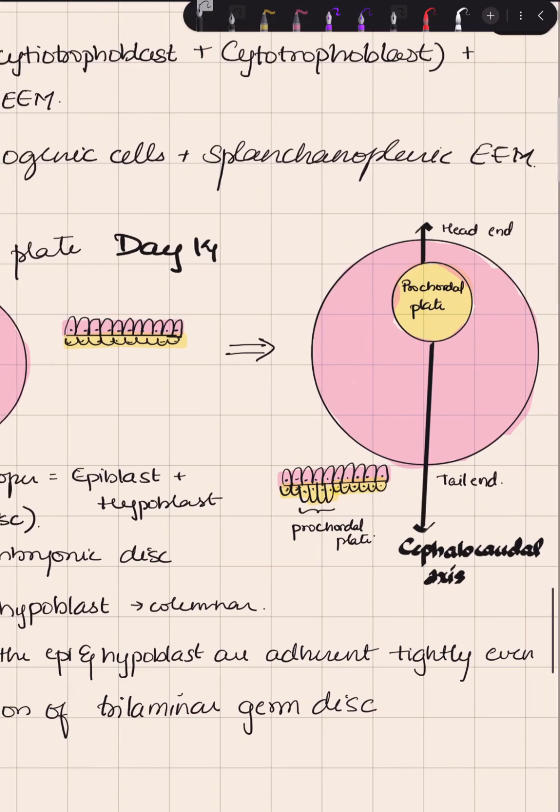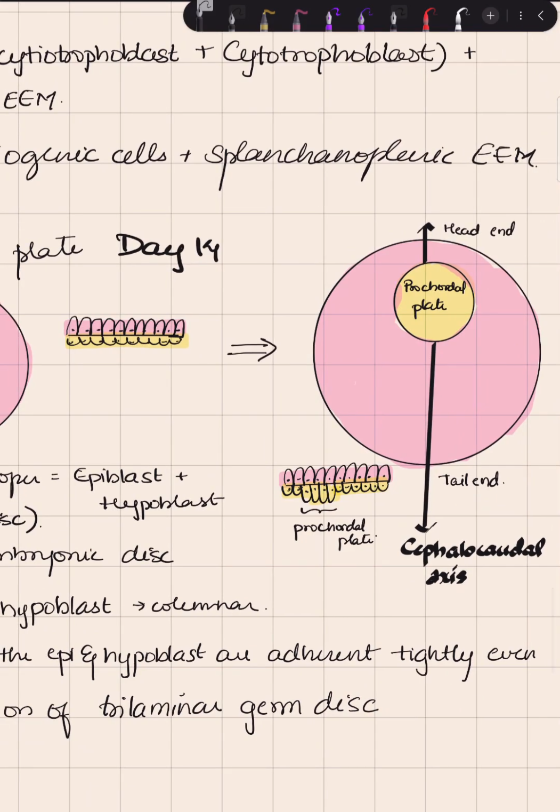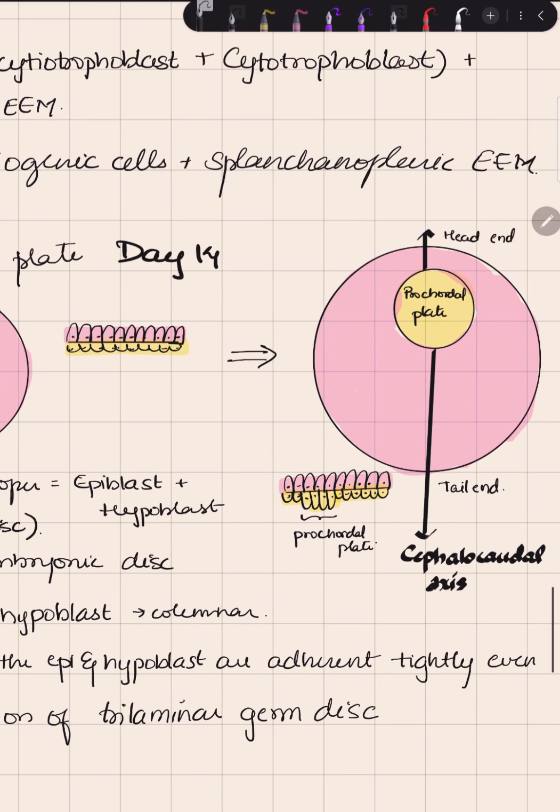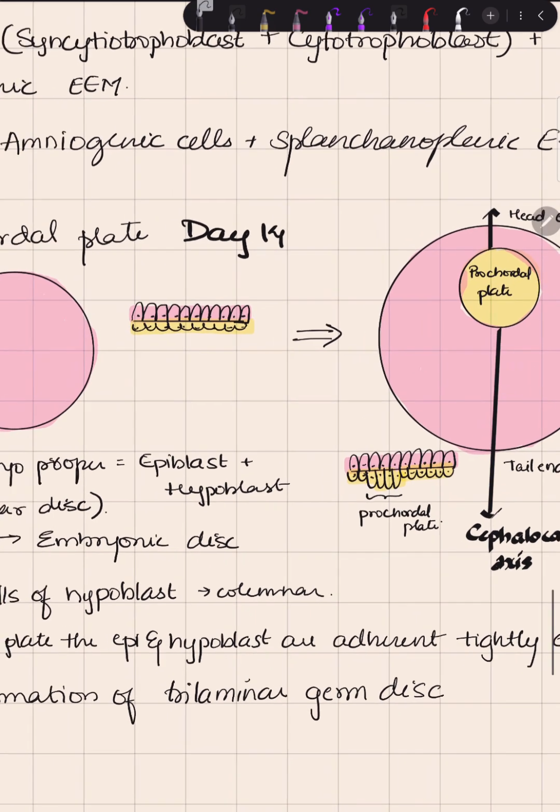This procaudal plate is the first indication of the cephalic and the caudal end, or the first indication of a direction in the embryo. Before this, since it was circular, there was no indication of head end or tail end. But now with the procaudal plate, you can see this part will be the head end or the cephalic end. This part will be the tail end or the caudal end. This formation of the procaudal plate will give you the cephalocaudal axis, or the vertical axis, or the head-tail axis.